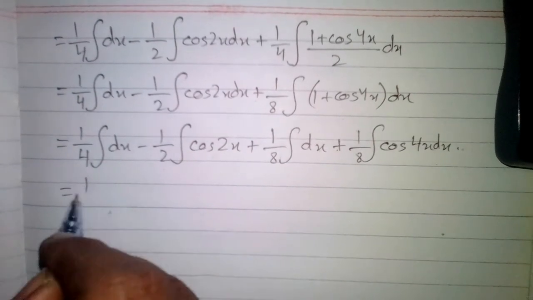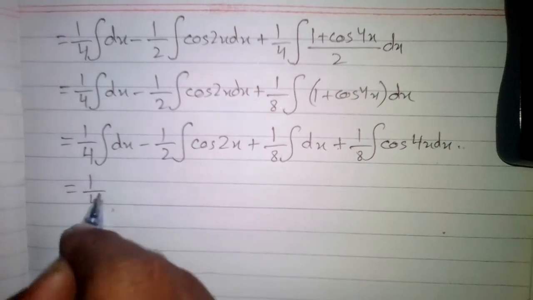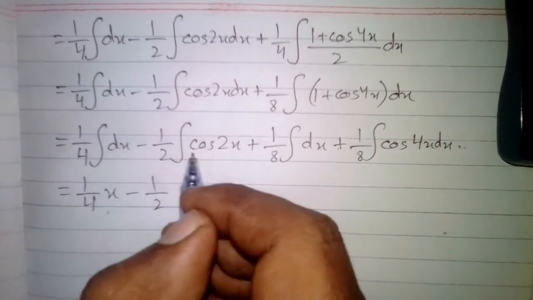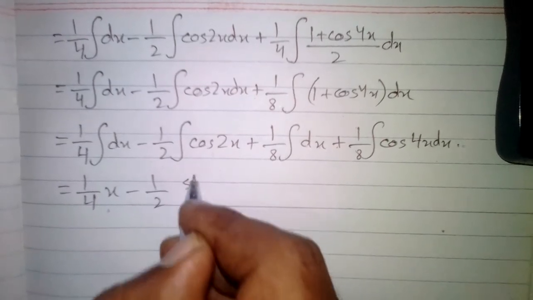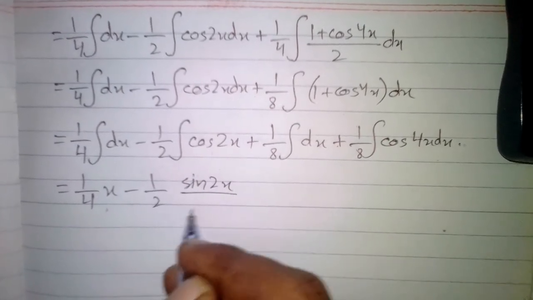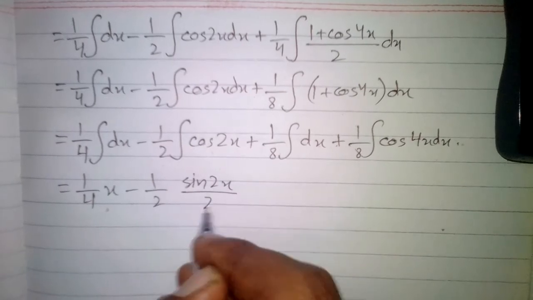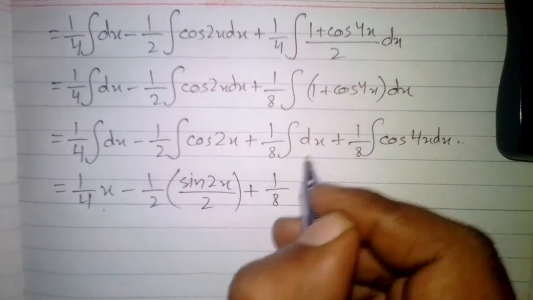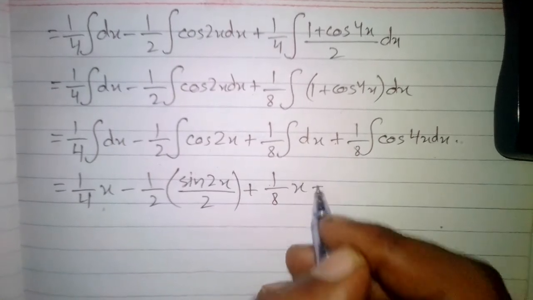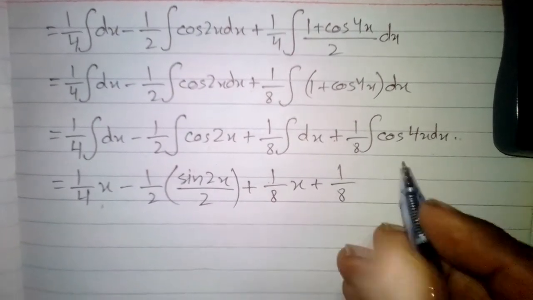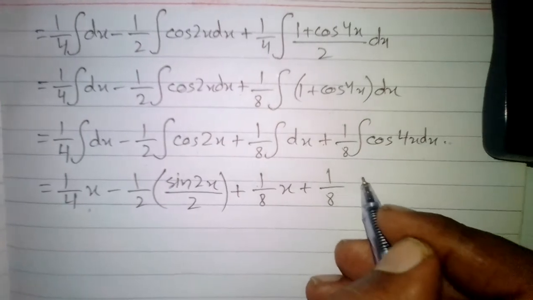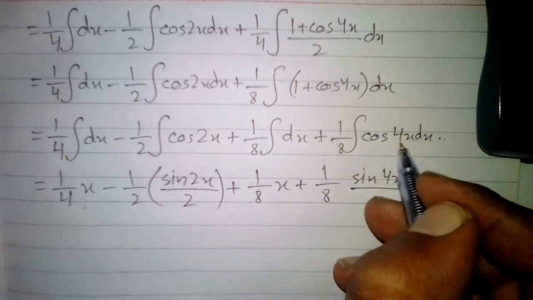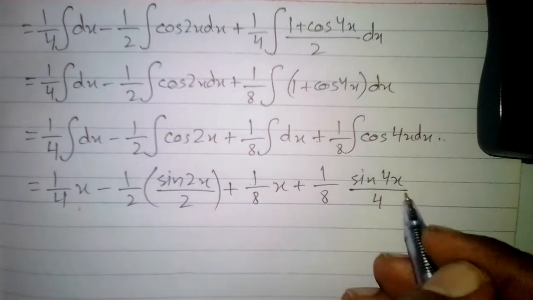Now we have 1 upon 4 integral of dx is x, minus half integral of cos 2x is sin 2x divided by the derivative of this 2x, which is 2, plus 1 upon 8 integral of dx is x, plus 1 upon 8 integral of cos 4x is sin 4x divided by the derivative of this 4x, which is 4.